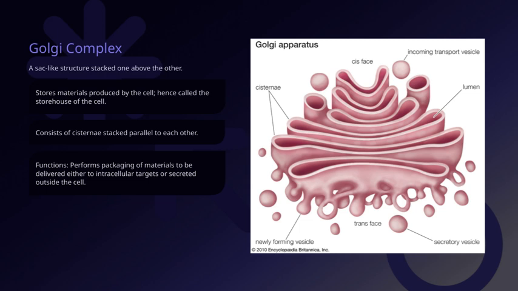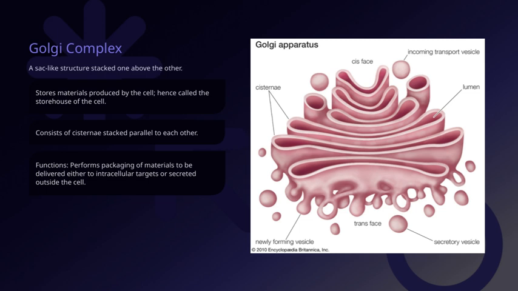Structurally, the Golgi consists of a series of cisternae, which are stacked parallel to each other. Think of them as a stack of flattened sacs, all arranged neatly in a row. These sacs are stacked one above the other, creating a layered, organized system.